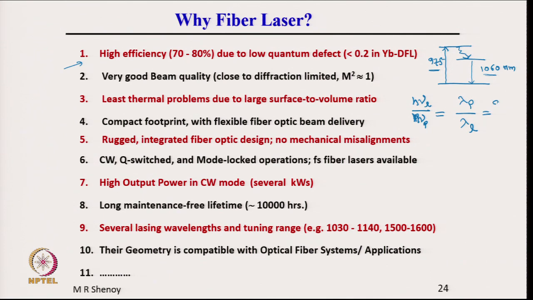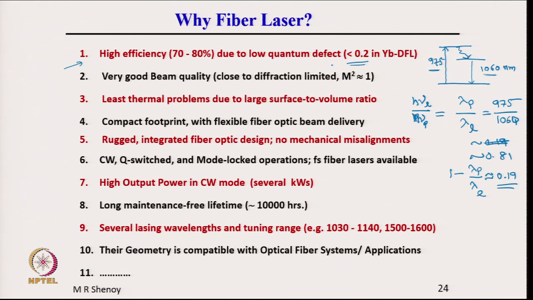In this case, you see that it is 975 divided by 1064, 1060 nanometer. So, this is approximately, I think, 0.18 or 19. Oh, this is 1 minus. So, this is approximately 0.81, and therefore, the quantum defect is 1 minus lambda p by lambda L, which is about 0.19 or 0.2, that is what is written here.